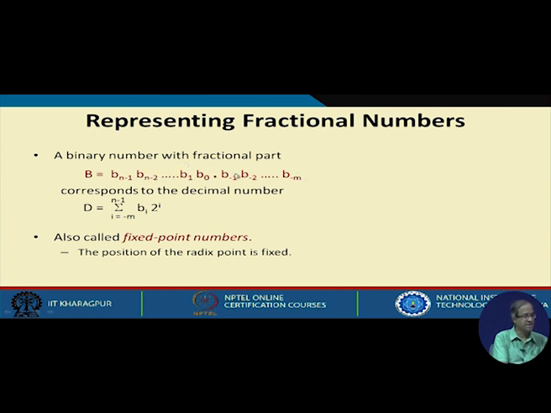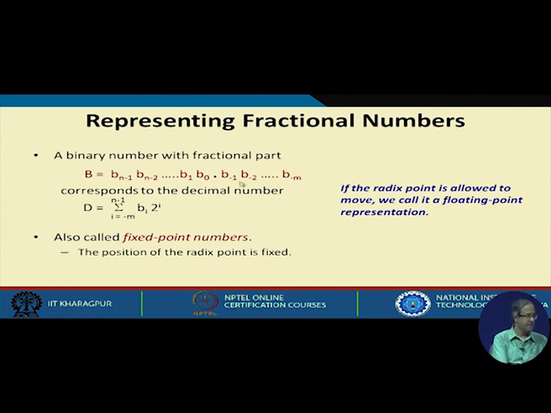Similarly, on the fractional side, B minus 1 has a weight of 2 to the power minus 1, B minus 2 has a weight of 2 to the power minus 2 and so on. So, you can write the decimal equivalent of this number as this, the digit multiplied by the weight 2 to the power i, where i can vary from minus m up to n minus 1. This kind of a representation is also called fixed point numbers, because the position of this radix point is fixed in the number representation.